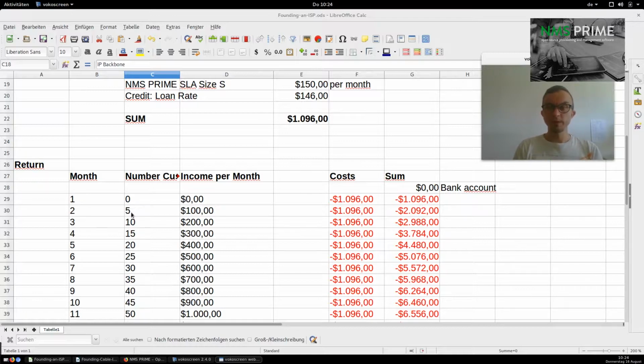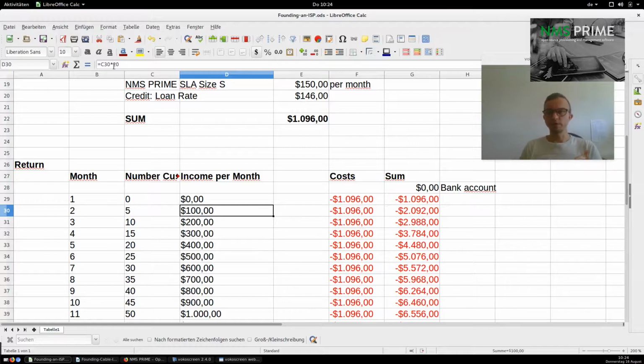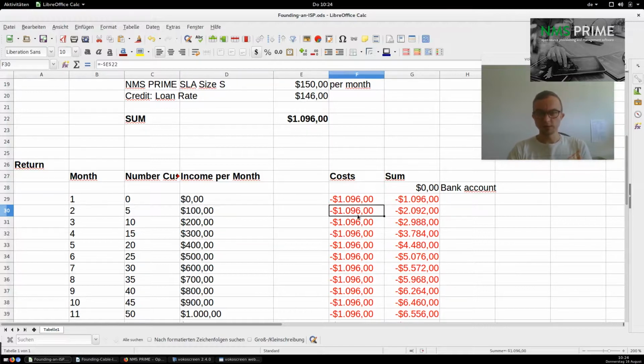In the second month, we assume that we have 5 internet customers and the customers will on average pay $20. This is just a basic assumption. If you have different tariffs, I guess this is a good average value, especially for the German market or for European markets. I guess this is typical. And this means we still have costs of $1,100 per month. But if you check the sum, it's not twice the minus, it's twice the minus plus the $100. So it's a little bit better than the month before.